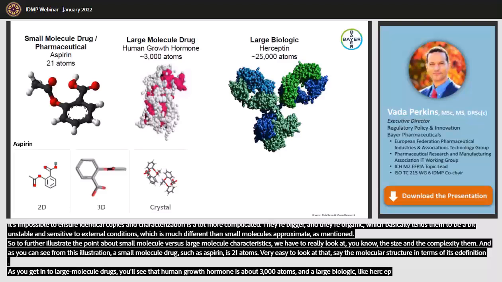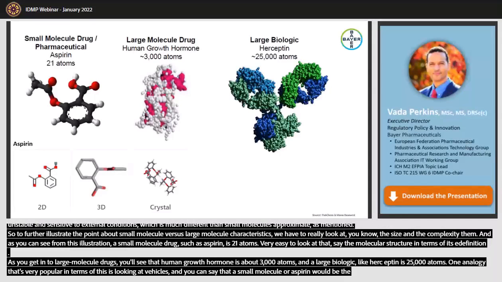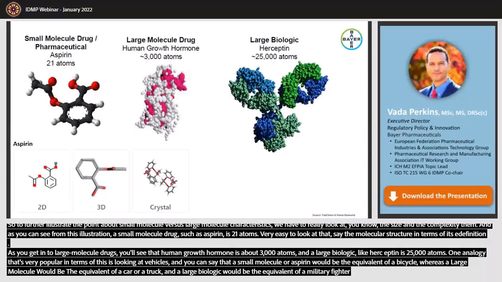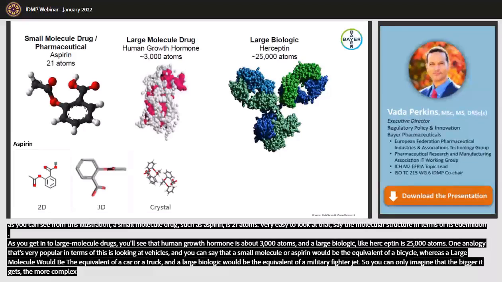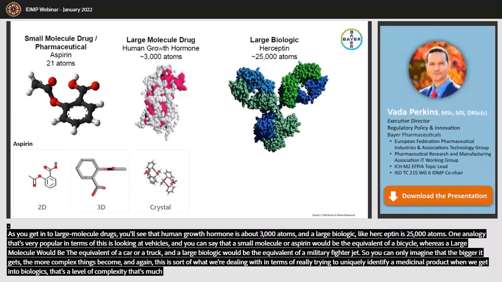One analogy that's very popular in terms of this is looking at vehicles. You can say that a small molecule or aspirin would be the equivalent of a bicycle, whereas a large molecule would be the equivalent of a car or a truck, and a large biologic would be the equivalent of a military fighter jet. So you can only imagine that the bigger it gets, the more complex things become. And again, this is what we're dealing with in terms of trying to uniquely identify a medicinal product. When we get into biologics, that's a level of complexity that's much different than a simple chemical structure and a molecular formula to define something uniquely.